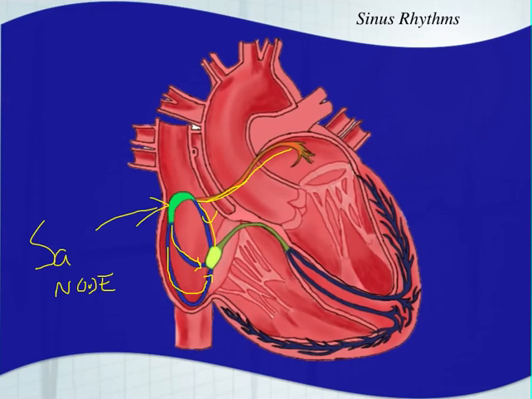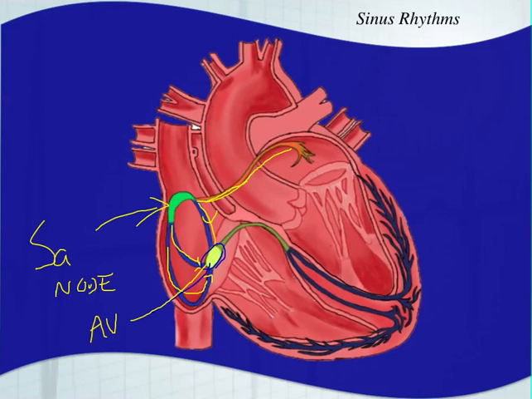Okay? And then it'll pause right about here. This is called the AV node right there. It'll pause and it'll allow the atria to completely eject all of its blood, because hopefully you're having atrial contraction, into the ventricles.